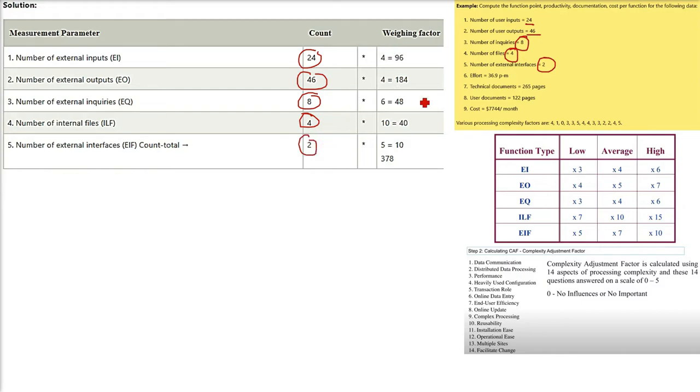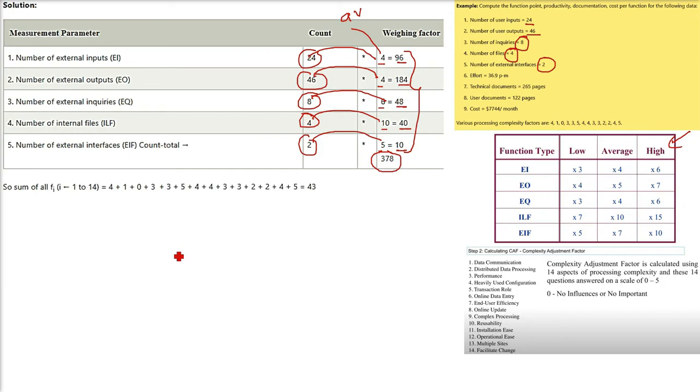Now let us assume, for example, these are pre-made empirical values. I'm not going to use them. I'm just saying that for this particular project, the numbers for the average values are 4, 4, 6, 10, 5. I've just changed the numbers. This is for average. This box is just for example. I'm saying for this particular project, the numbers have changed. So 4, 4, 6, 10, 5. So what we'll do? 24 into 4, 96, 46 into 4, 184, 8 into 6, 48, 4 into 10, 40, 2 into 5 is 10. So these values have come. Now we are going to add them, and this is going to be the count total, 378.